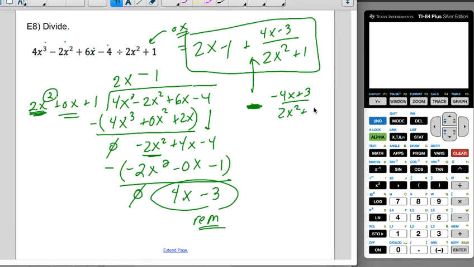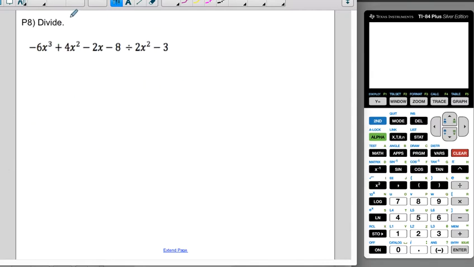But again, I'm going to stand by the fact that that's a bad idea, right? This is a bad idea. It's not wrong, but if you factor out that negative, you're factoring out a negative out of everything on top, okay? All right, so let's go ahead and try one. So give P8 a try.